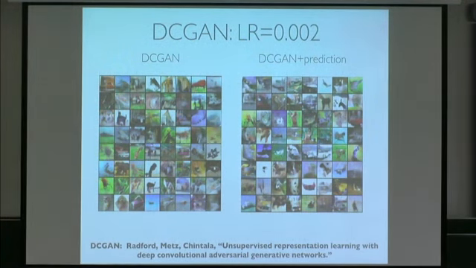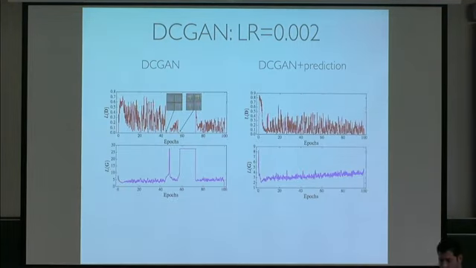So this is an example. These are synthetic images that we generated using DCGAN, which is a really well-known generative adversarial network by Radford and company. So here's some results. These are images produced by DCGAN, and these are images produced by DCGAN when we introduce this prediction step into the training. If you run them both for long enough, you'll eventually get good results from either of them. But what we find is that the training method for DCGAN without prediction tends to be really unstable, and you get these really well-defined collapse events.